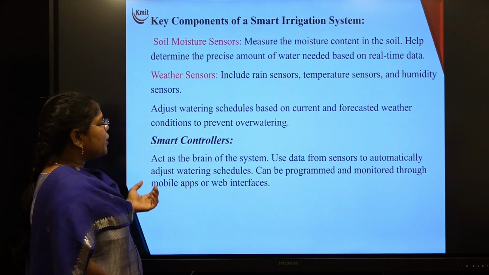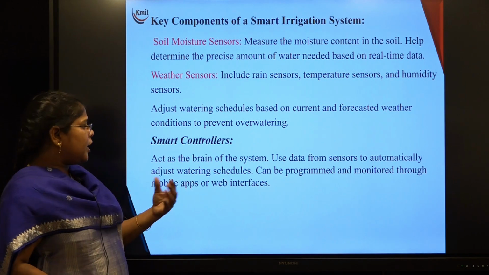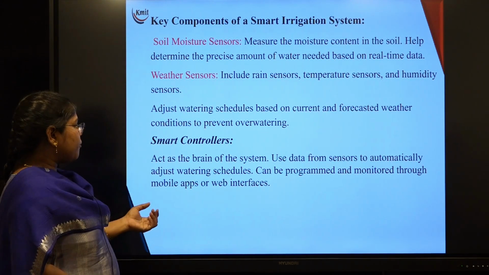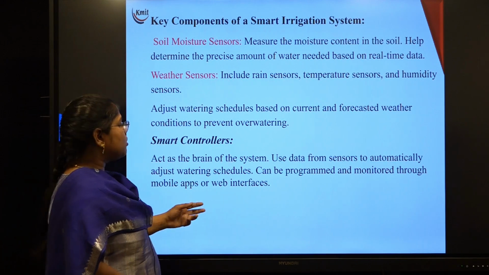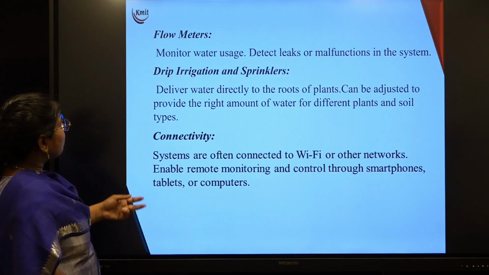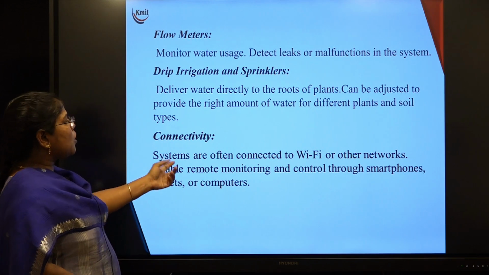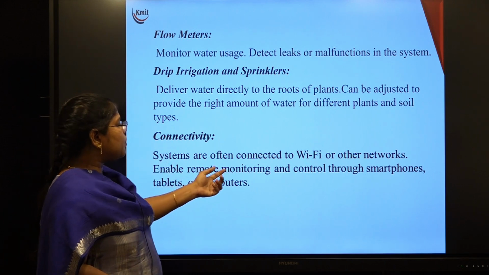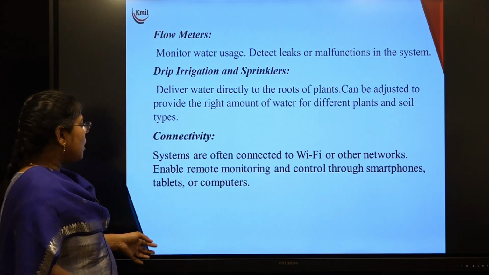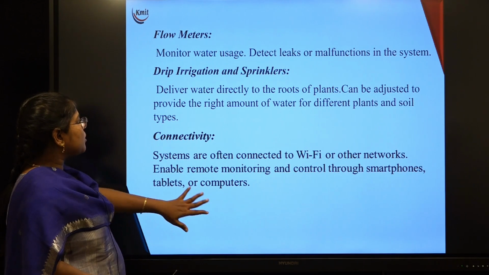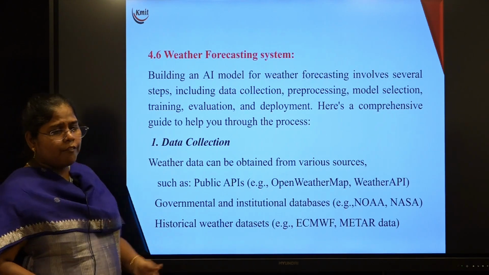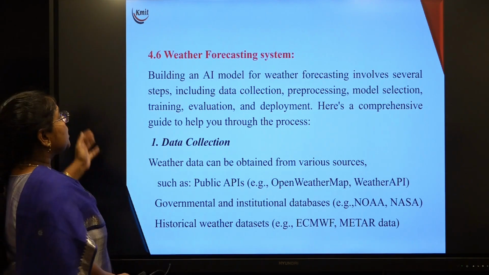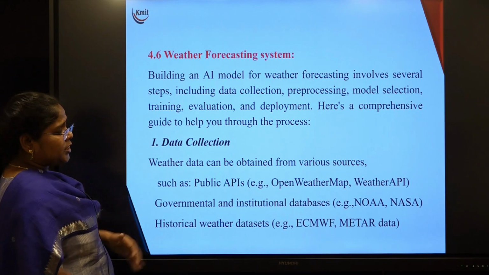Smart controllers: we know that we are using mobile applications and web interfaces to monitor the systems. Next is connectivity. Systems are often connected to Wi-Fi or other networks, enabling remote monitoring and controlling through smartphones, tablets or computers. So one is the smart irrigation system, the second one is the soil management system, and the third one is our weather forecasting system.